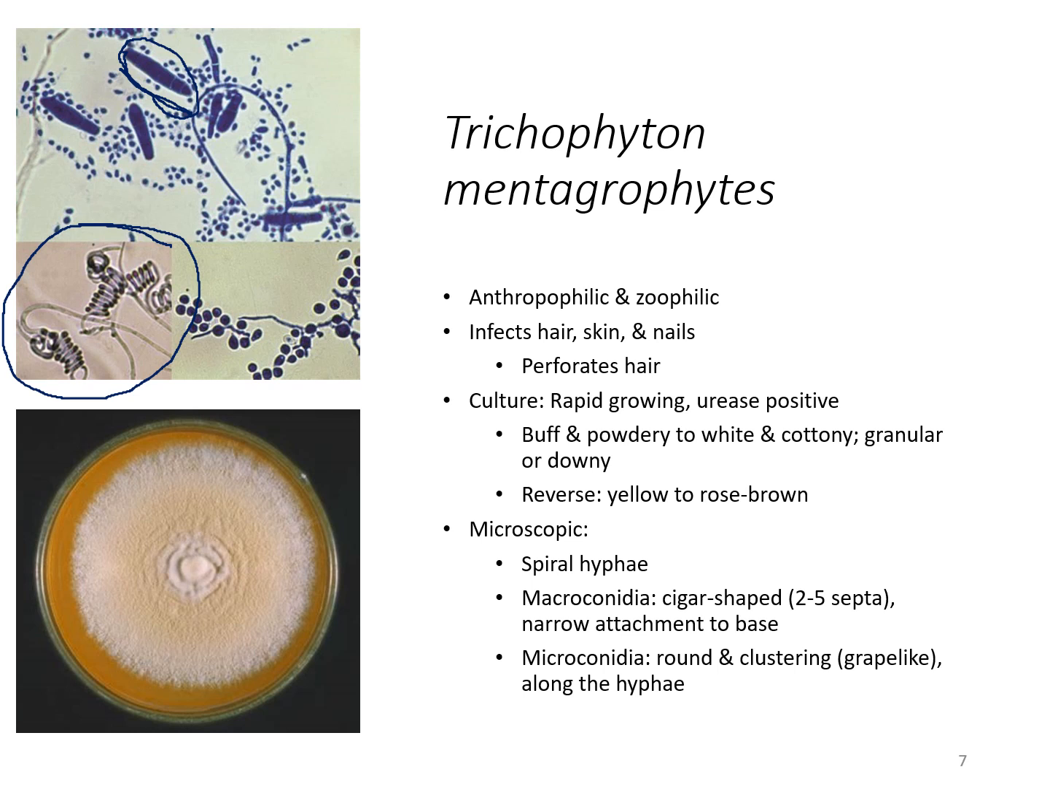They have a narrow attachment to the base. None of these you can really see that attachment, but it would just be a real slender attachment towards the base, and you can see how it kind of narrows at the end. They usually have inside of those macroconidia 2 to 5 septa.